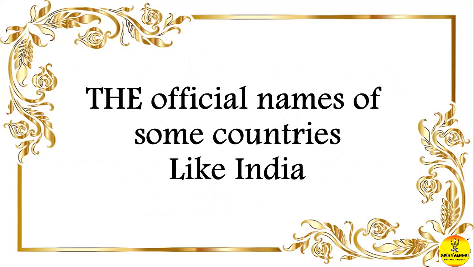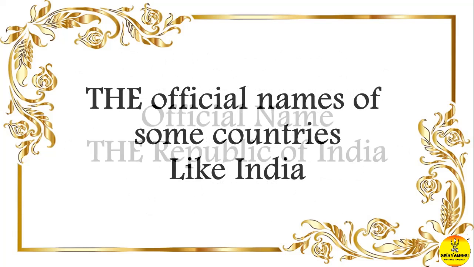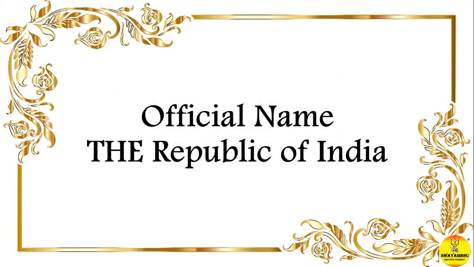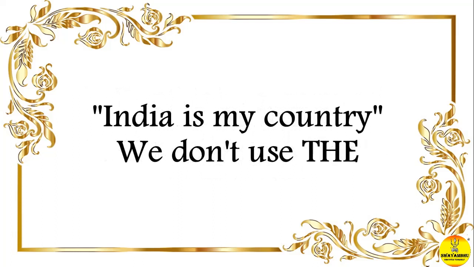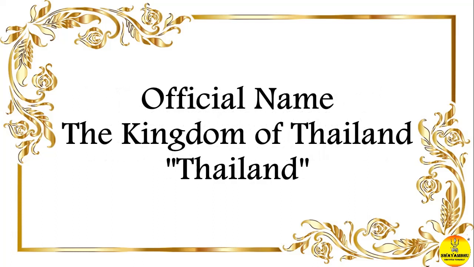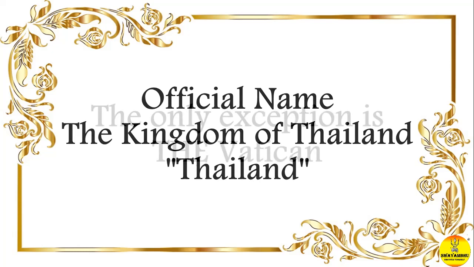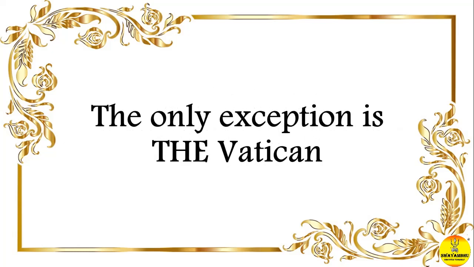The official names of some countries, like India. When we take the official name, it is the Republic of India. But India as a country, India is my country, we don't use the. The Kingdom of Thailand is the official name, Thailand. The only exception is the Vatican. The Vatican is a country, but we use the before Vatican. The Vatican is an exception.